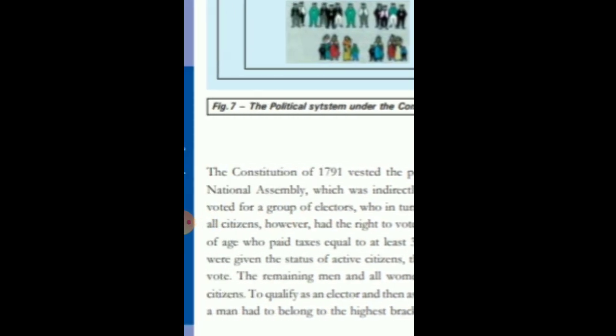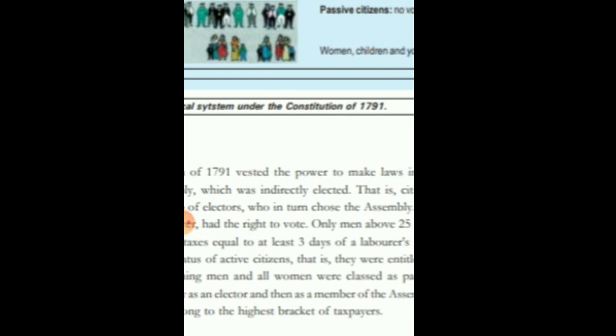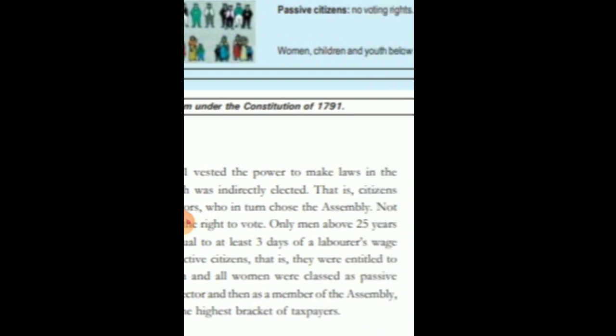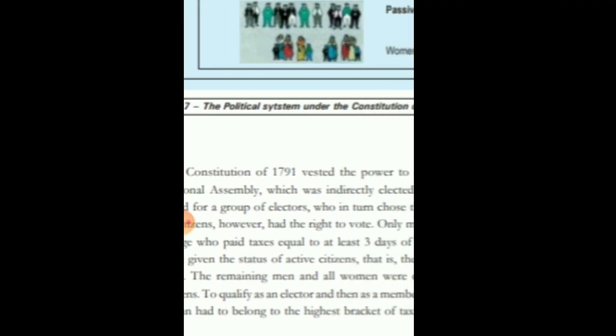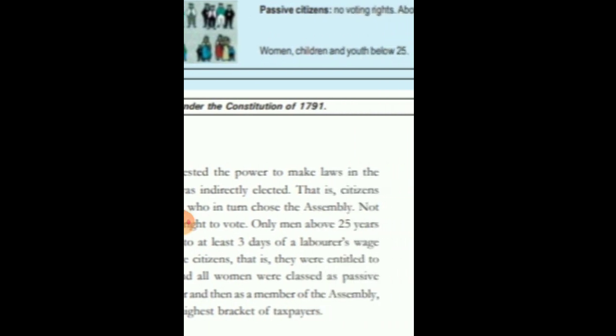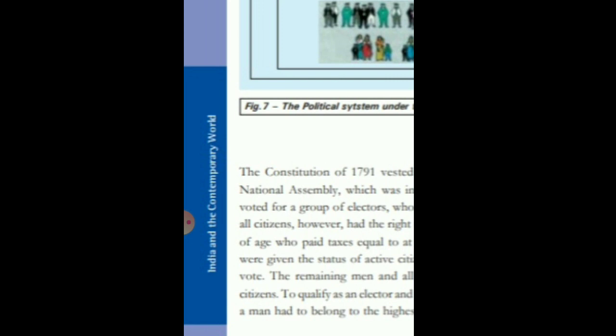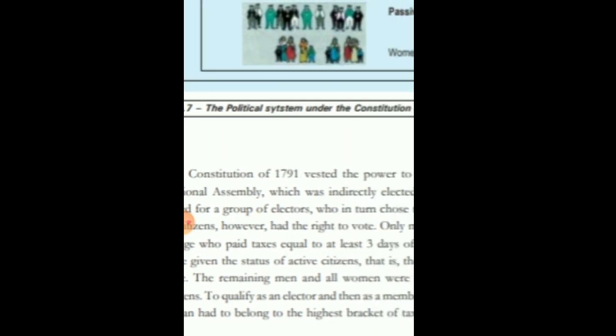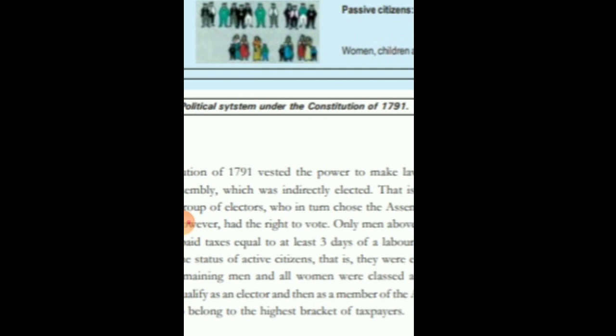Not all citizens, however, had the right to vote. Only men above 25 years of age who paid taxes equal to at least 3 days of a laborer's wage were given the status of active citizens. If you are in the category of taxpayer, if your age is 25 years and above, and you are a propertied man, then you will be given the right to vote.